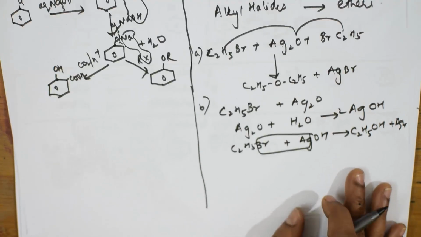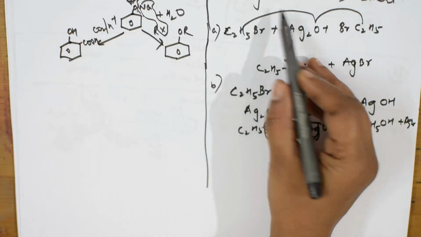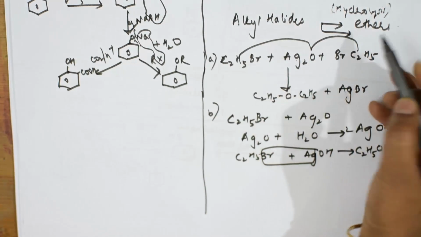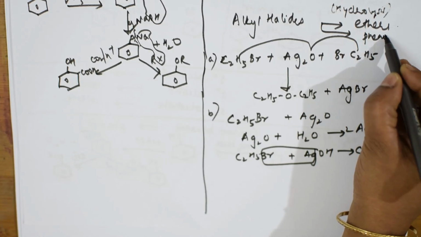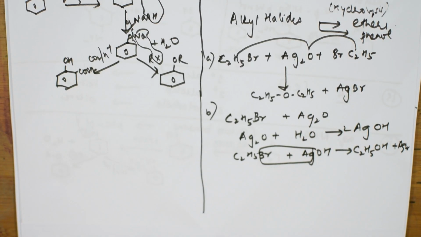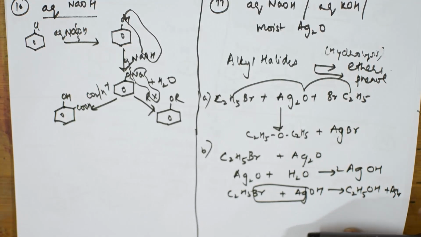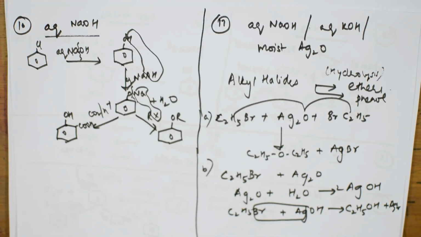So what are we trying to do? We are saying alkyl halides are converted to ethers. One more, alkyl halides are also converted to phenols, using moist silver oxide or aqueous sodium hydroxide or aqueous KOH. Done, students. This is one more reagent which you have to remember. So let's come back and see one more reagent, that is the 18th one.